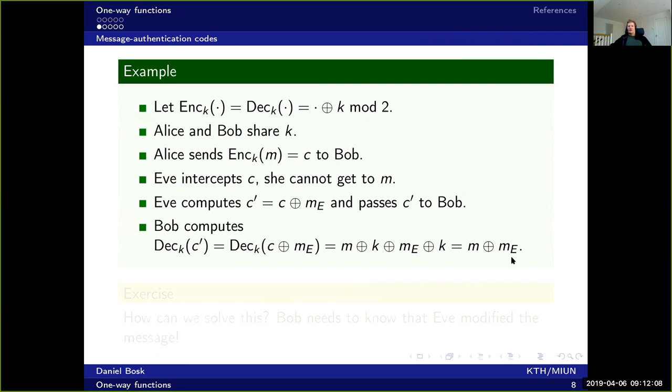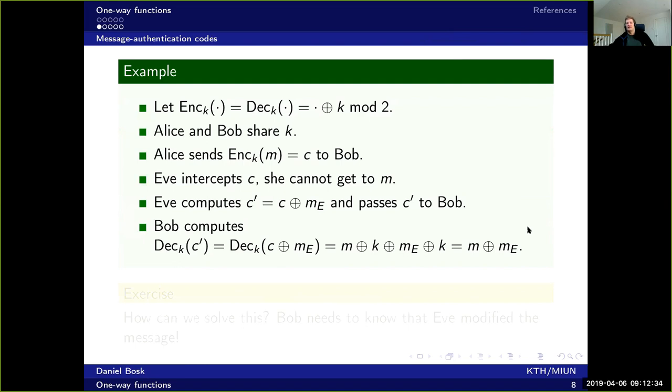So Bob is left with M XOR M_E here, so Alice's message XORed with Eve's message. And of course, Bob cannot distinguish this. He doesn't know what Alice wanted to send, because then probably Alice wouldn't have to send the message. So he cannot distinguish whether Alice sent this or not.